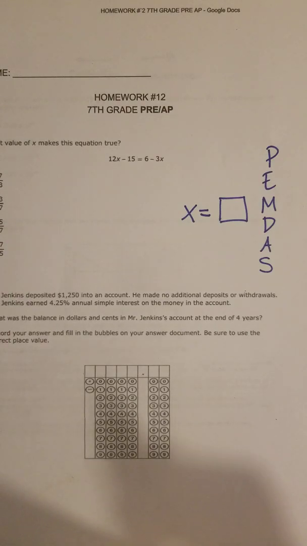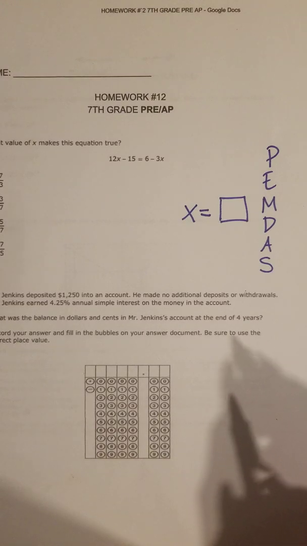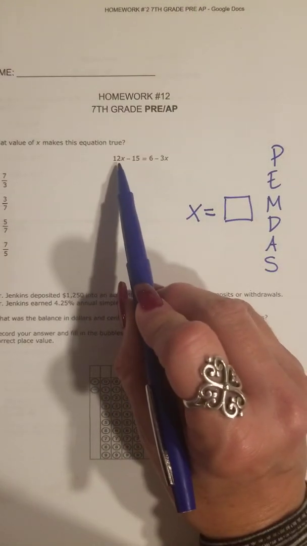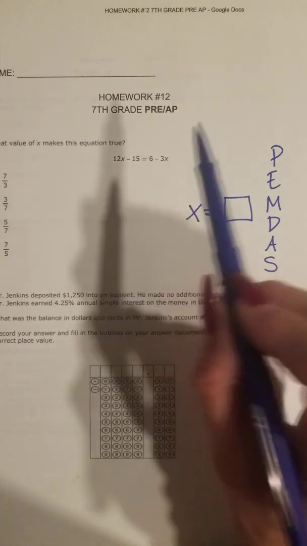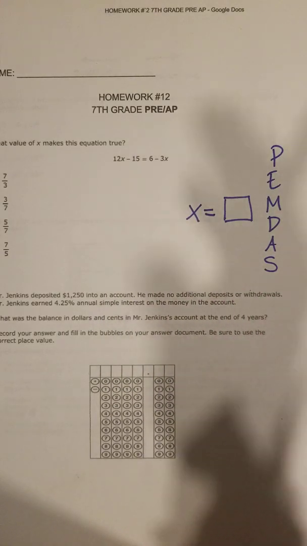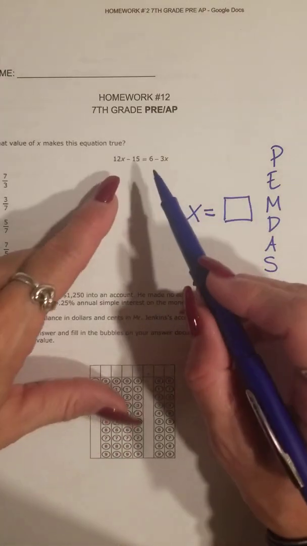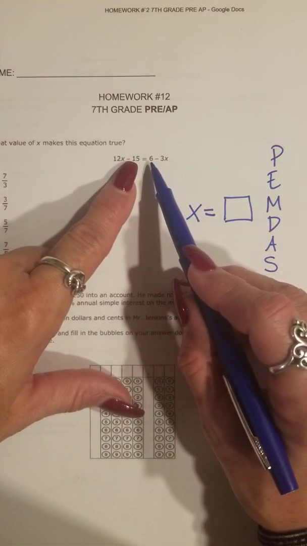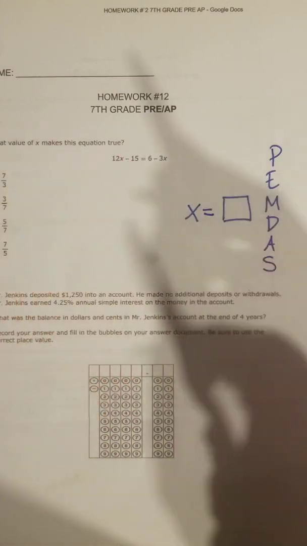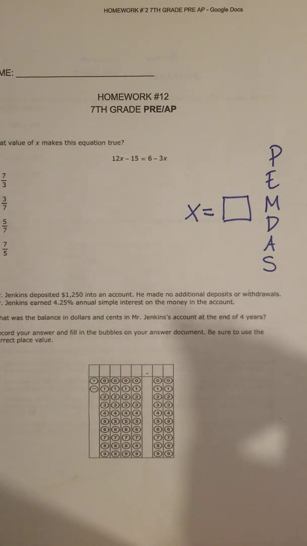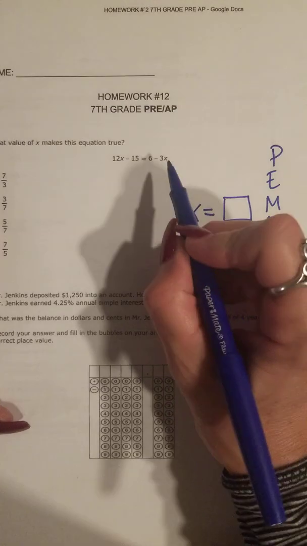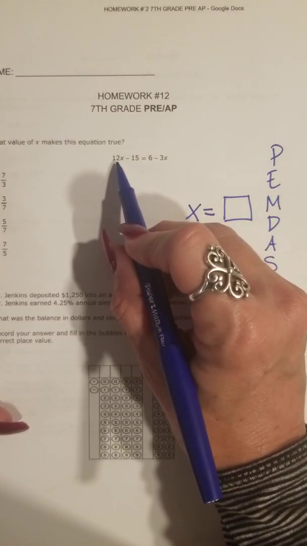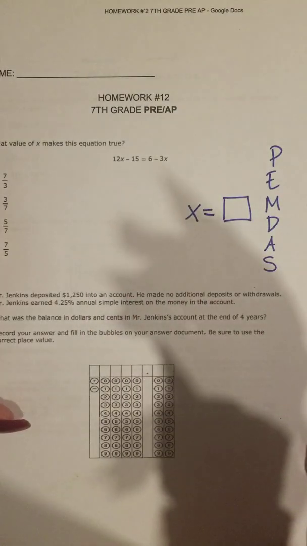But in this case, before we can even do that, I've got a 12 times x here and a 3 times x here on opposite sides. They got to be together. We got to combine them. And then I have our constants, one on one side and one on the other. We got to combine them as well. So what we're going to do first is get the x values and combine them.